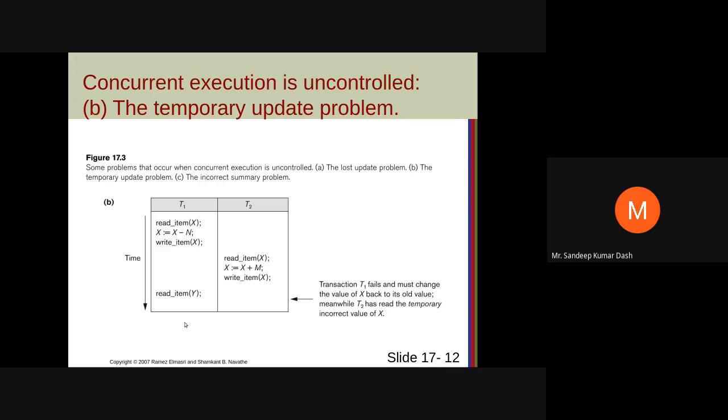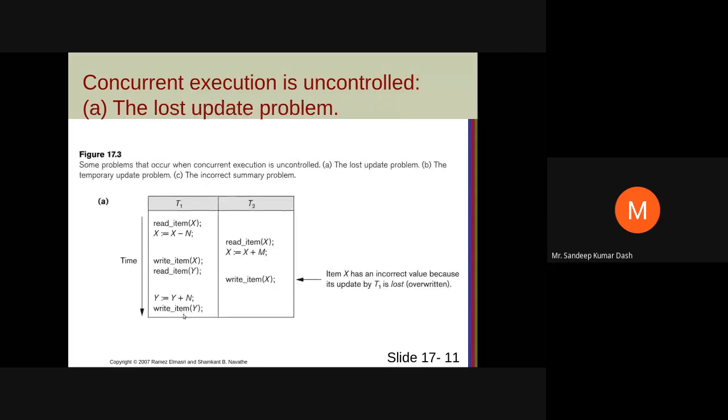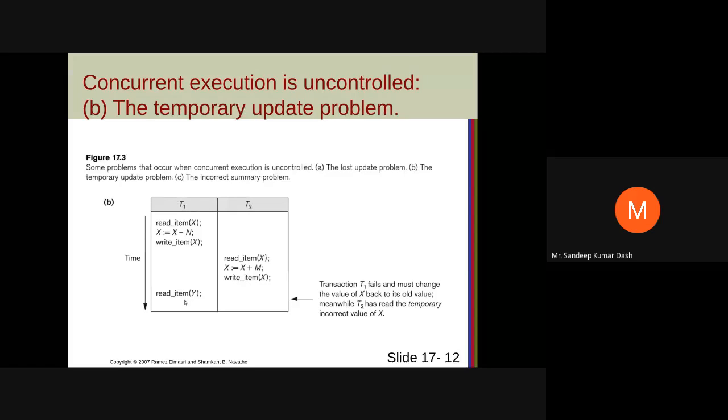The transaction T1 was still continuing. It had still these many operations to perform, but at this point of time the transaction T1 failed. Once a transaction is failing, everything that it performs should be reversed.